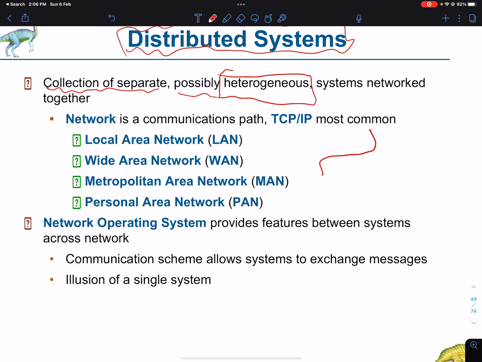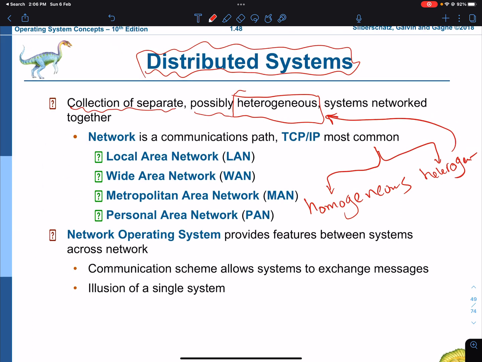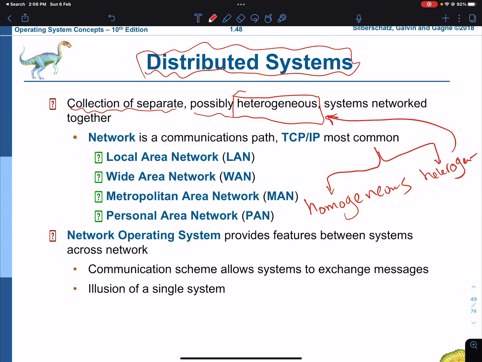They could be homogeneous or heterogeneous. Here, the word is written without a space. What is homogeneity and what is heterogeneity? When the systems are similar, they are called homogeneous. When they are different, they are called heterogeneous.